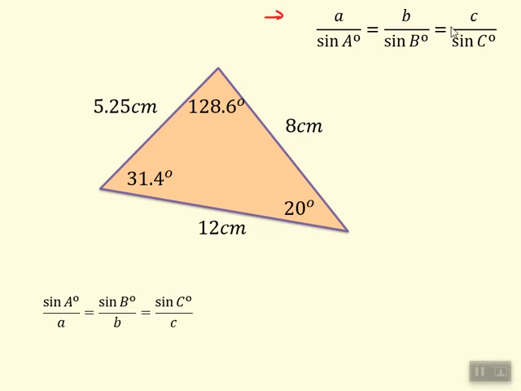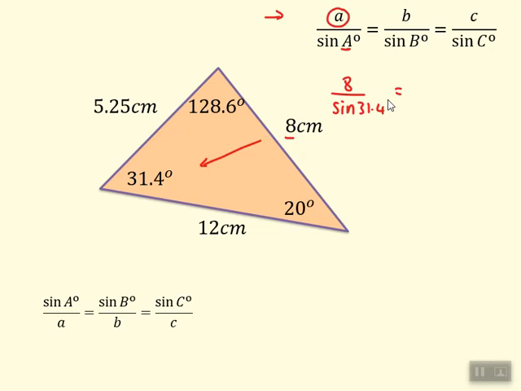Okay, so let's just do this top one here, and I'm going to ignore the letters. I'm just going to explain to you that this here is a side, and this here is the angle opposite that side. So I'm just going to start off with any side here. I'm going to take 8. I'm going to divide that by sine of its opposite angle, which is 31.4. I'm just going to work that out on the calculator now. So I'm going to do 8 divided by sine of 31.4.